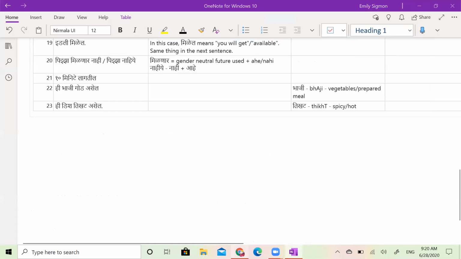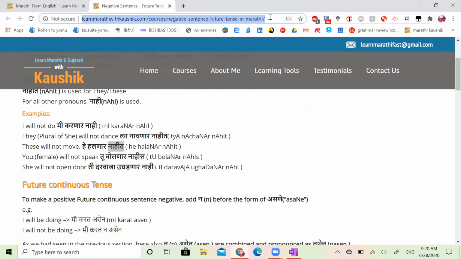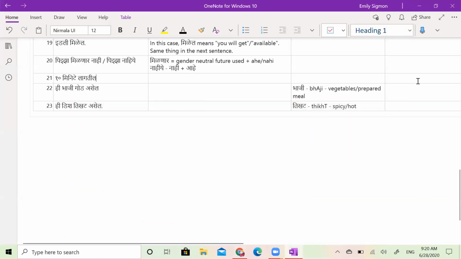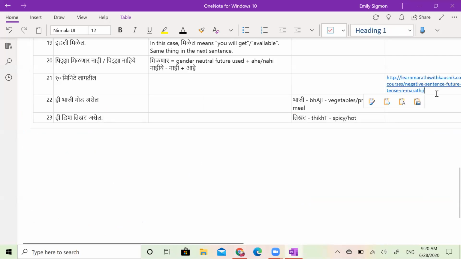Actually, I'll put that in the reference. So how will you say, I will not take more or another, using ajun or Anki?